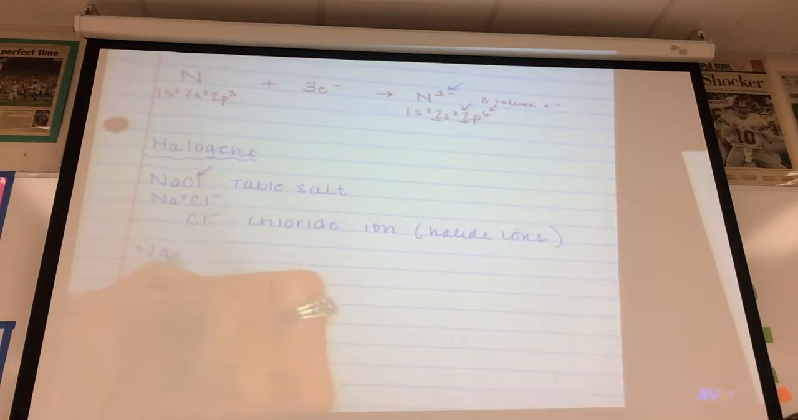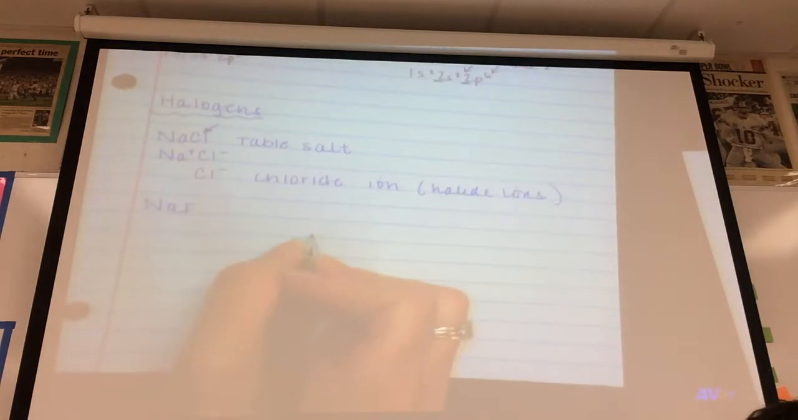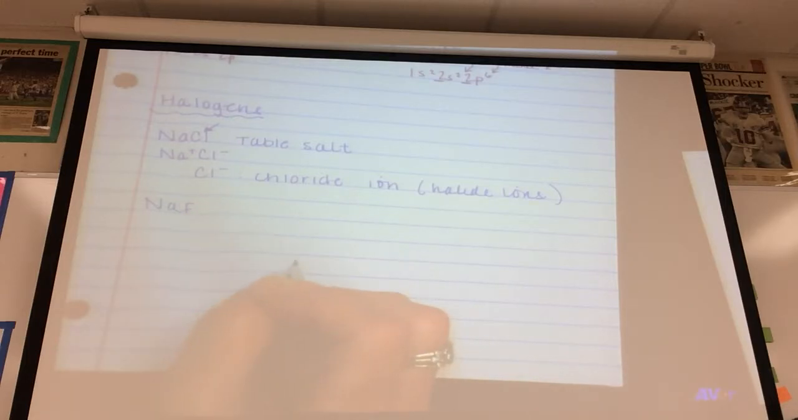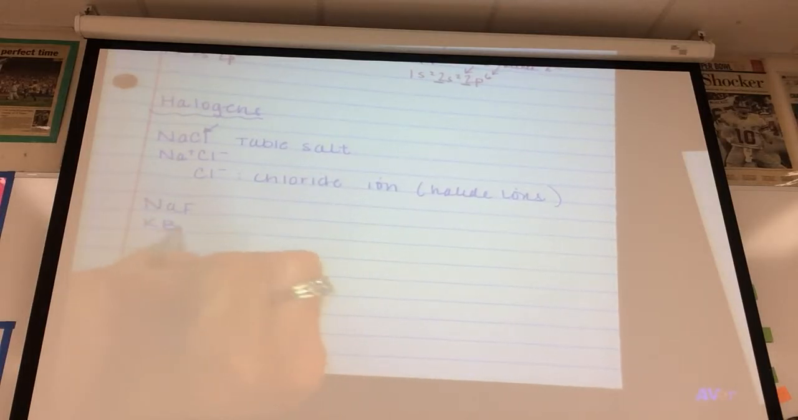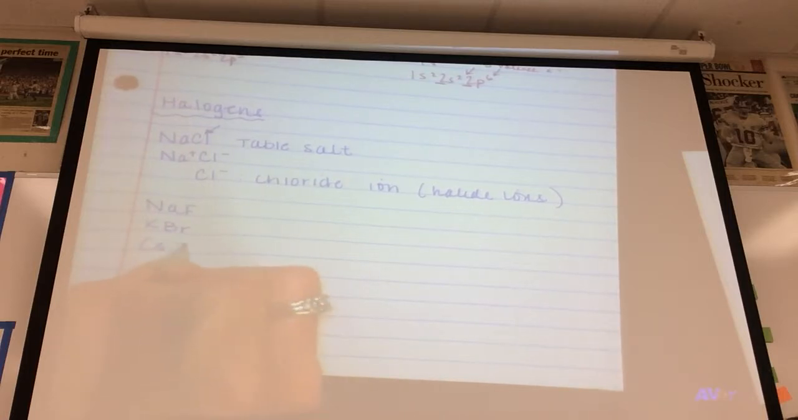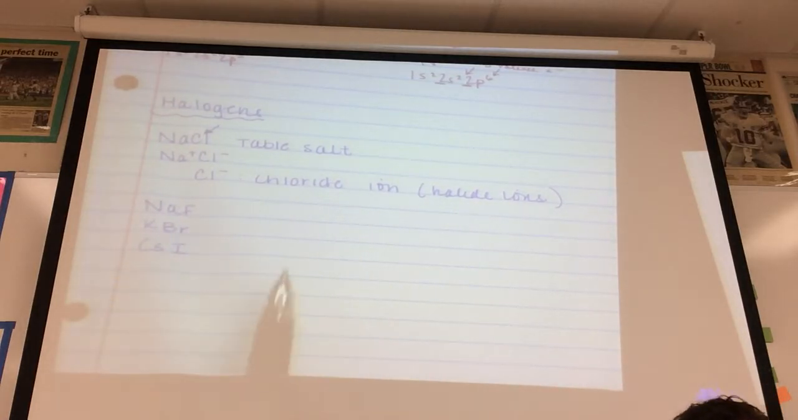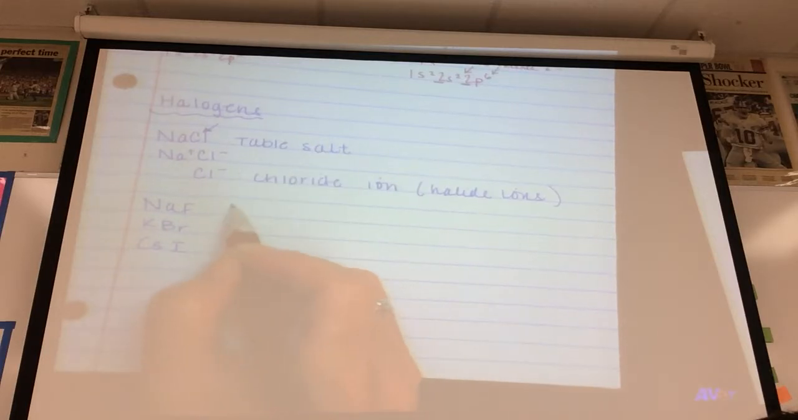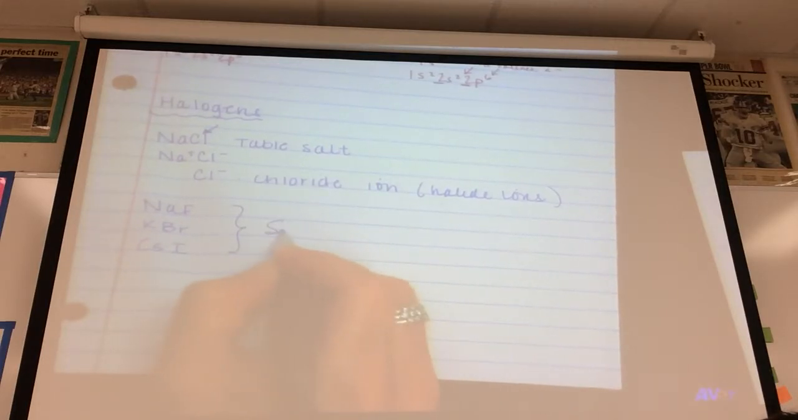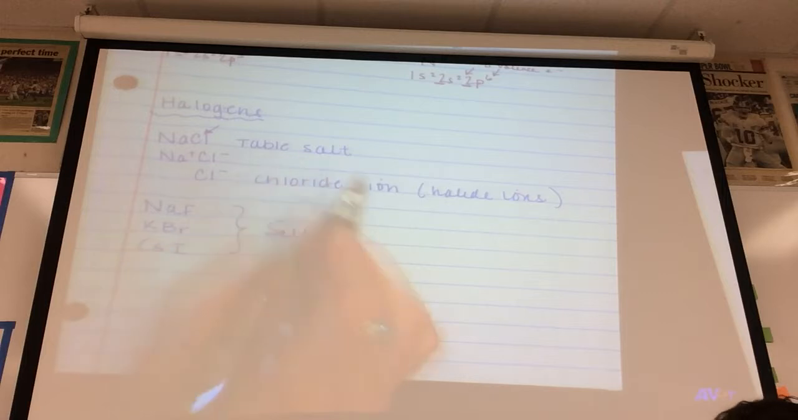Sodium fluoride is in toothpaste. You also have other salts such as potassium bromide, cesium iodide, etc. So what you find is that group 17 elements combine with metals to generate salts. These are all salts. Some of them you salt your food with, not all.